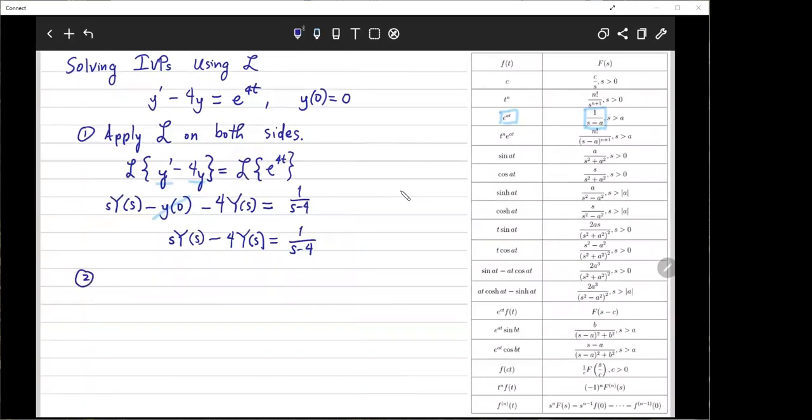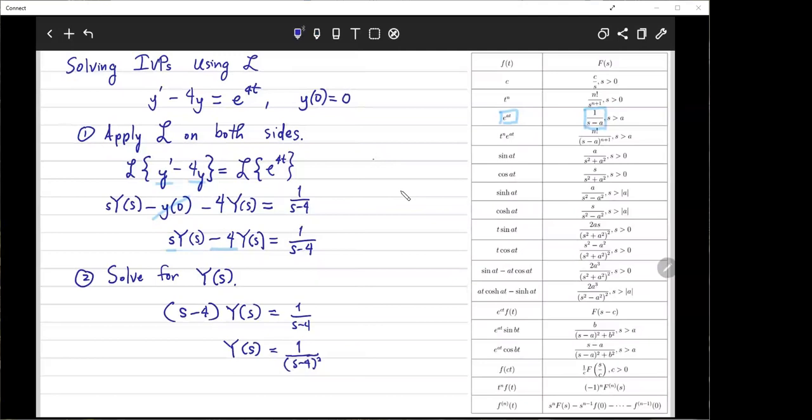So next, step 2 is to solve for Y of s. So i-isolate lang natin yung Y of s dun sa left side ng ating equation. So factor out ko muna itong s minus 4. Okay, so s minus 4, then Y of s equals 1 over s minus 4. And to isolate Y of s, I'll just divide both sides by s minus 4. So therefore, Y of s is equal to 1 over s minus 4 quantity squared.